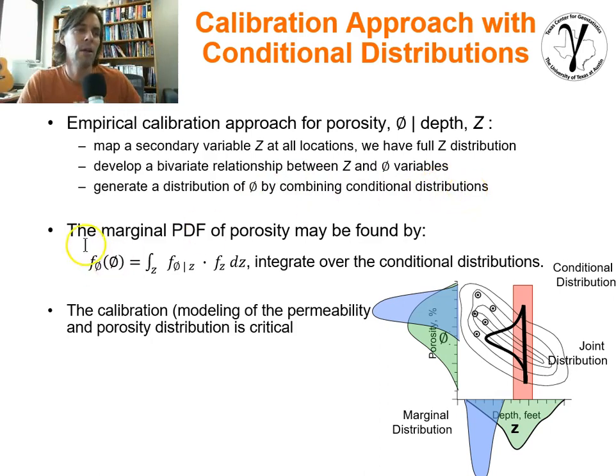What does it look like? We're going to calculate the marginal PDF of porosity. The marginal PDF of porosity is the integration over all depths of the conditional porosity given depth multiplied by f_Z(z) dz. What's this? This is the PDF. This is the increments on the PDF. So this is effectively the probability of being within an interval of depth multiplied by the conditional associated with that interval. That's exactly what we're doing. So we're propagating the marginal through the conditional to get this marginal on this side.